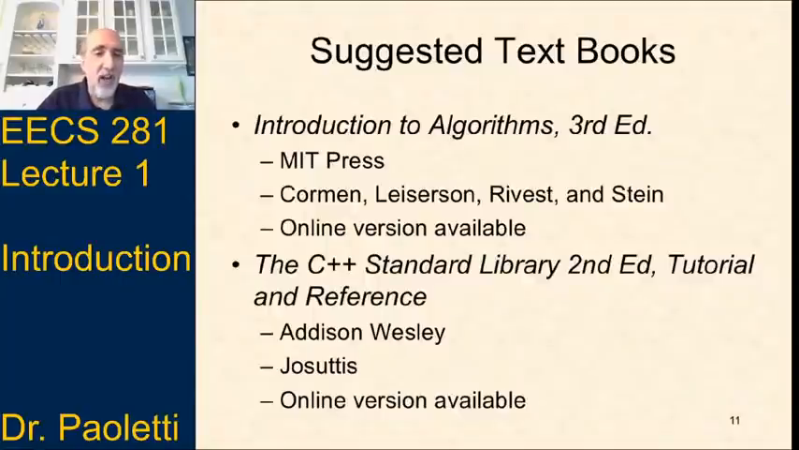Suggested textbooks. These are not required, but they can be useful sometimes. The first one, Introduction to Algorithms by Cormen, Leiserson, Rivest, and Stein, or as I said earlier, CLRS is the way people refer to this book. This is a good book to buy a copy of and keep it forever. My first edition of this book that I got as a student, I kept it up until I got the 3rd edition, and then I gave the first edition away to one of our GSIs for 281.